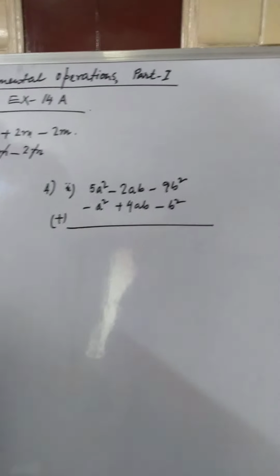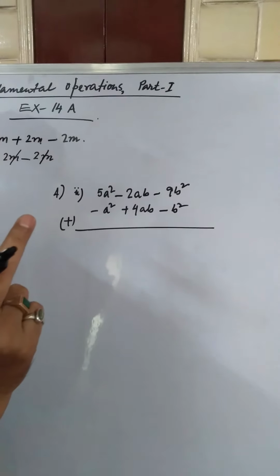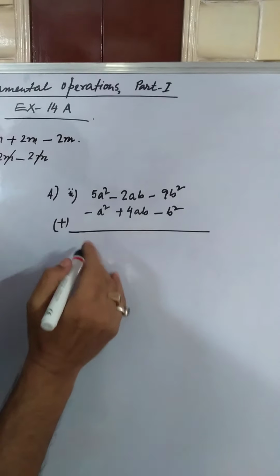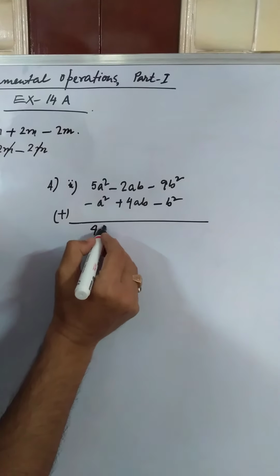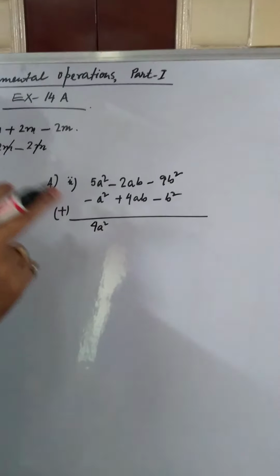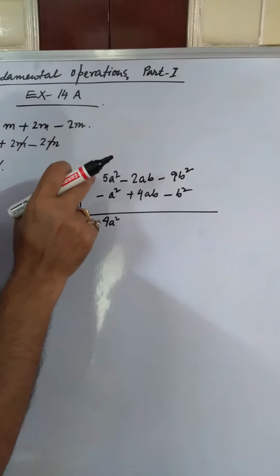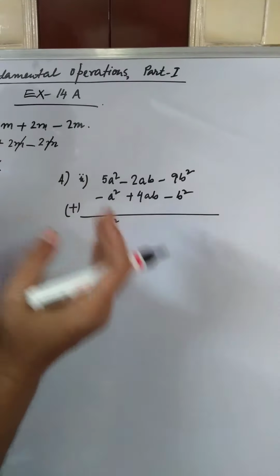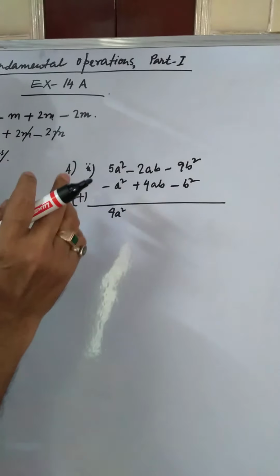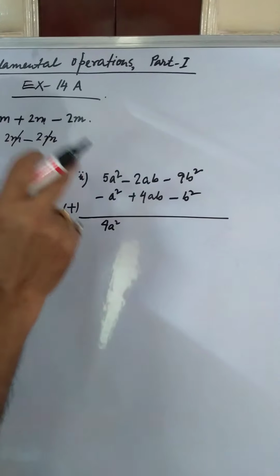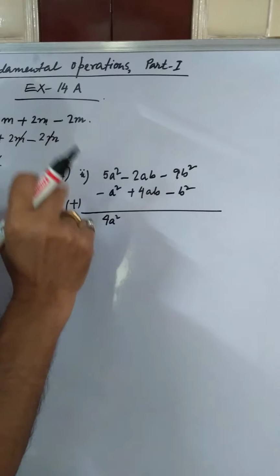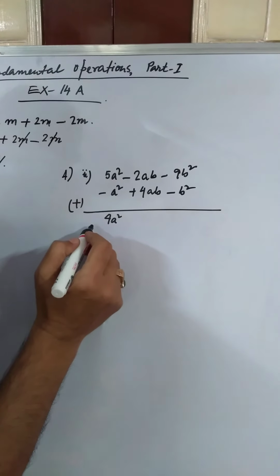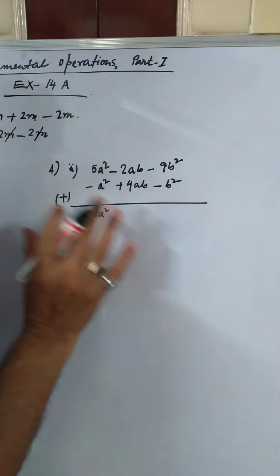So here, 5 minus 1. Plus and minus, the operation should always be subtraction. So 5 minus 1, the result is 4. Now what should be the sign? If you consider the absolute value, here the absolute value is plus 5 and here the absolute value is minus 1. So the sign of the absolute value whose value is more, that is 5, and the sign before 5 is plus. So that should be plus 4a square. If you do not give any sign before that number, it implies it's a positive one.